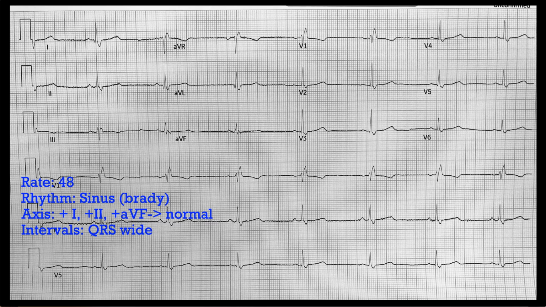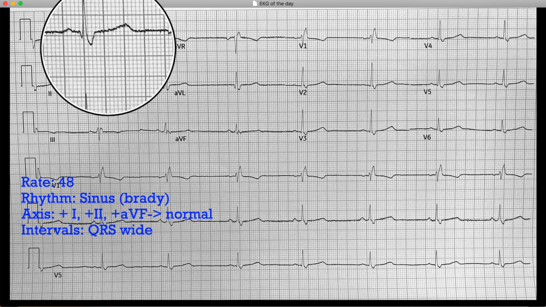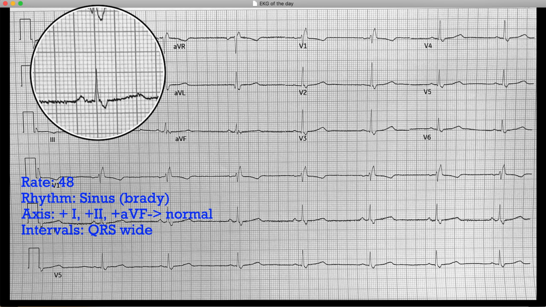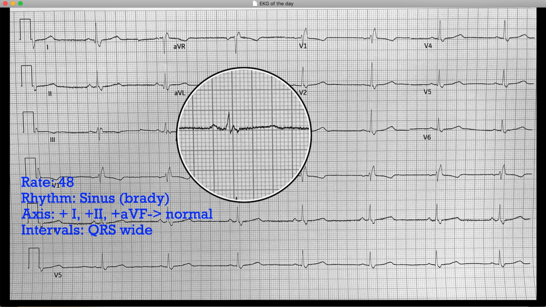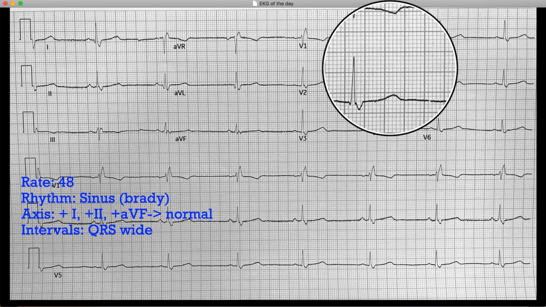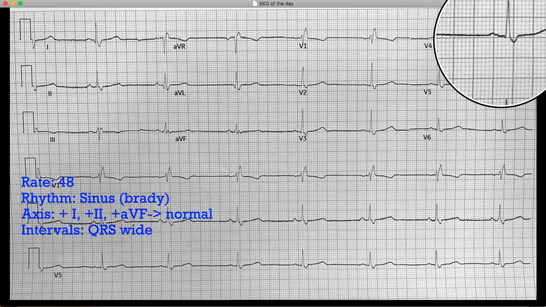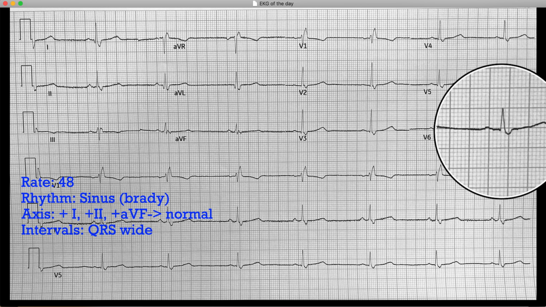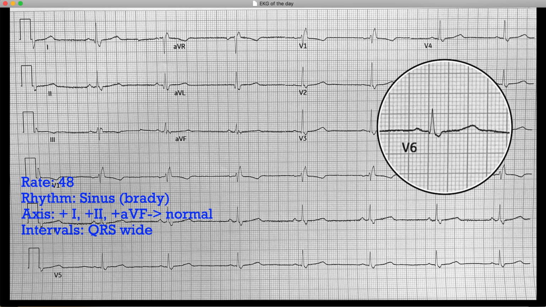Looking at ischemia and infarcts, next we go through and we look at the ST segments, and we don't really see any obvious ST changes. Everything's pretty much flat, no big depression, no big elevation. We don't see any obvious signs of ischemia and infarcts.